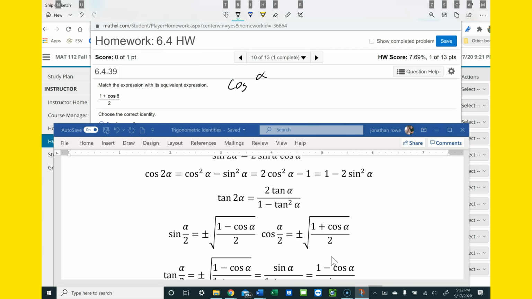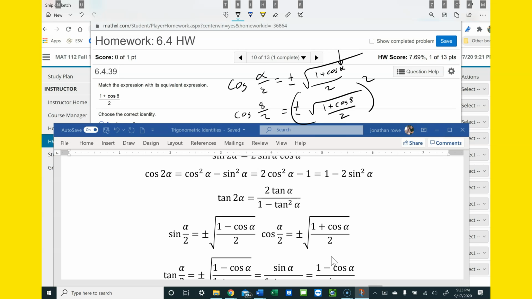Cosine alpha over 2 equals plus or minus the square root of 1 plus cosine alpha over 2. So if we use our numbers here, and I put the 8 right here, that's going to be plus or minus the square root of 1 plus cosine 8 over 2. But I don't want the square root on there, I want it to match this, equals cosine of 8 over 2. The way I can get rid of it is to square both sides.